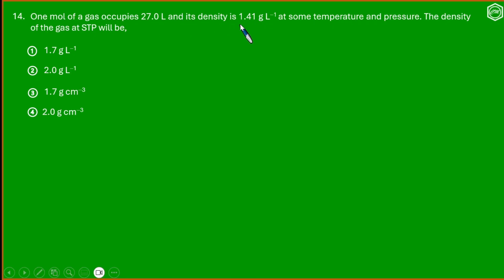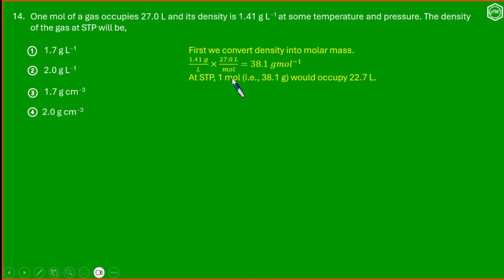Since molar volume and density are given, we can calculate molar mass. That is 1.41 gram per liter density into molar volume 27.0 liter per mole, that is 38.1 gram per mole. At STP 1 mole, here it is 38.1 gram, would occupy 22.7 liter. Hence the density at STP will be mass by volume, 38.1 by 22.7, that is 1.68 gram per liter. So the answer is option 1.